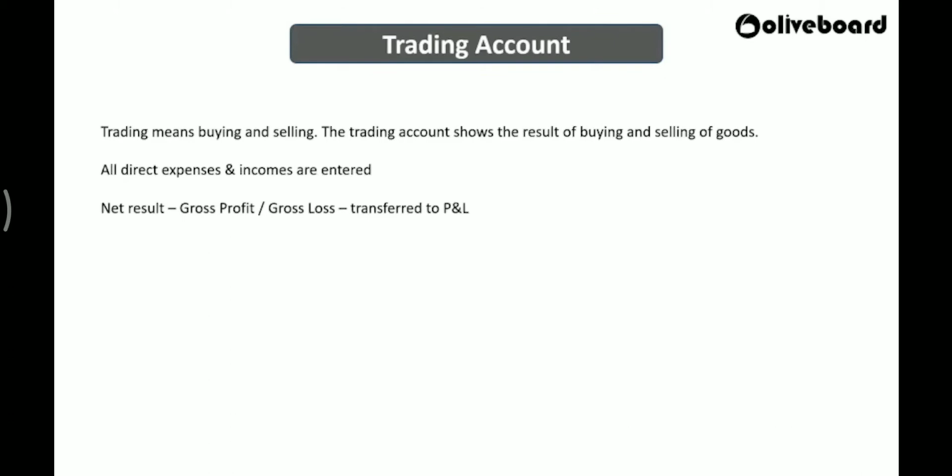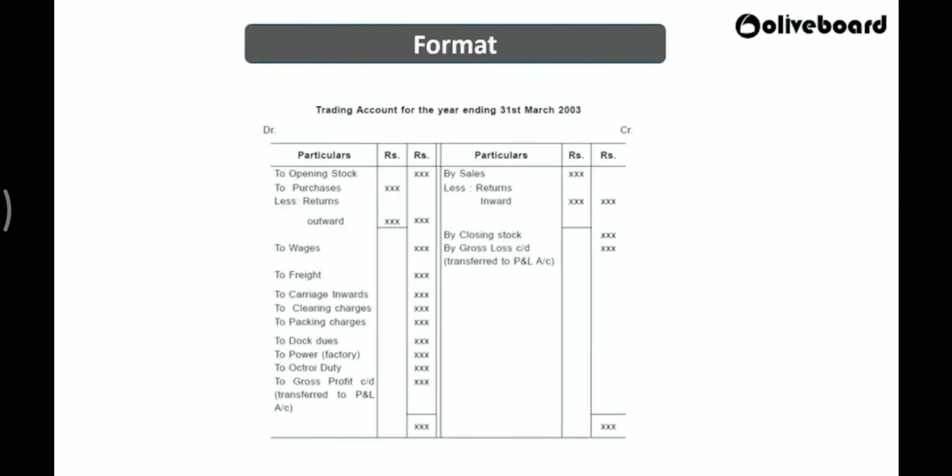Now we'll see the format. I have given the format. See here, trading account for the year ending. It is prepared for a particular period, guys. So always you will have trading account for the year ending or for the period ending. You prepare it for a particular period or duration. It is not on a particular date.